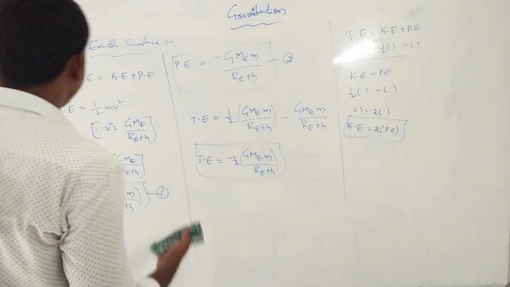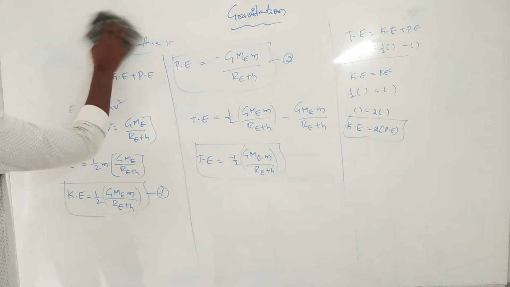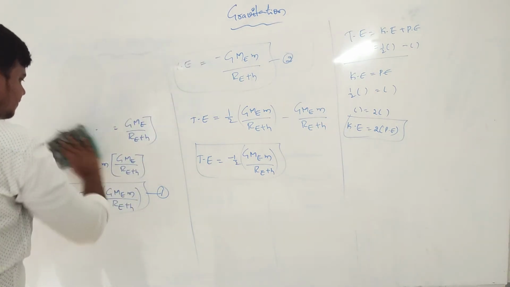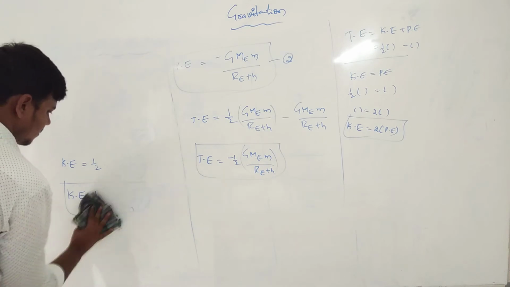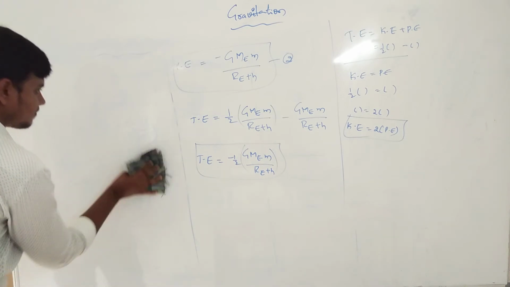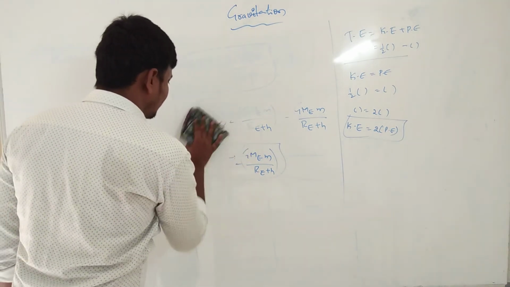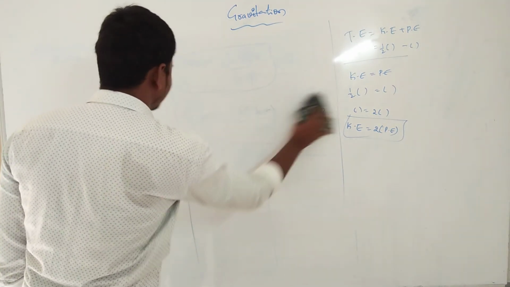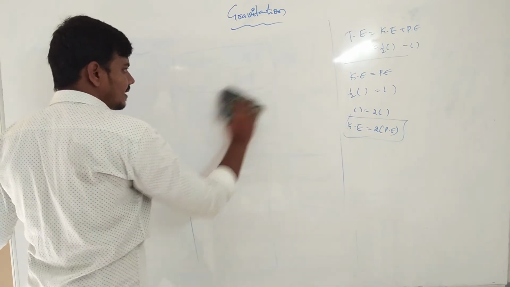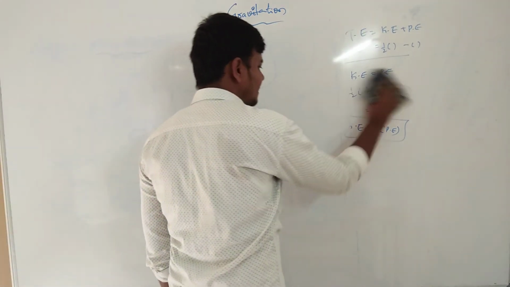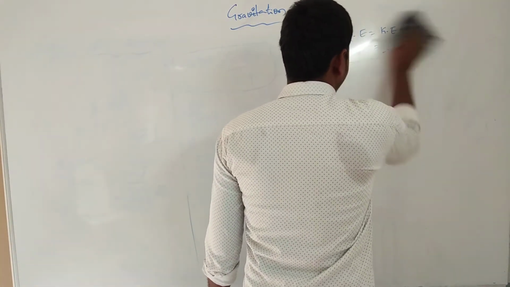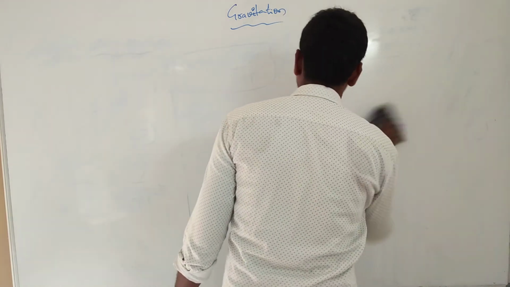Now next one, orbital velocity. Okay. Now next one, orbital velocity. Now what is orbital velocity? Now we are going to the first one. What is the velocity? Okay. Now velocity we can represent as the rate of change of displacement. The rate of change of displacement is known as velocity.